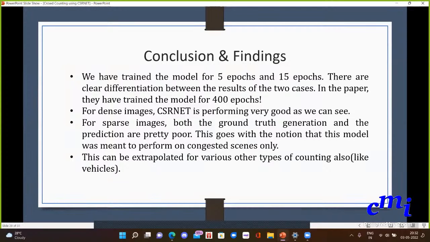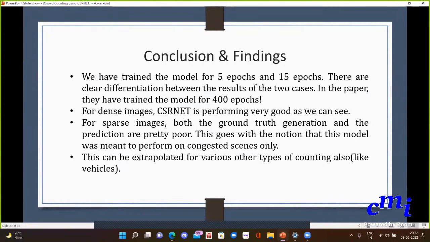Okay, so another conclusion. For dense images, CSRNet is performing very well, as we have seen previously. And for sparse images, both the ground truth generation and the prediction are pretty poor. This makes sense, because this model was meant to perform only on congested scenes, so for sparse scenes it might not work. That's also one thing.